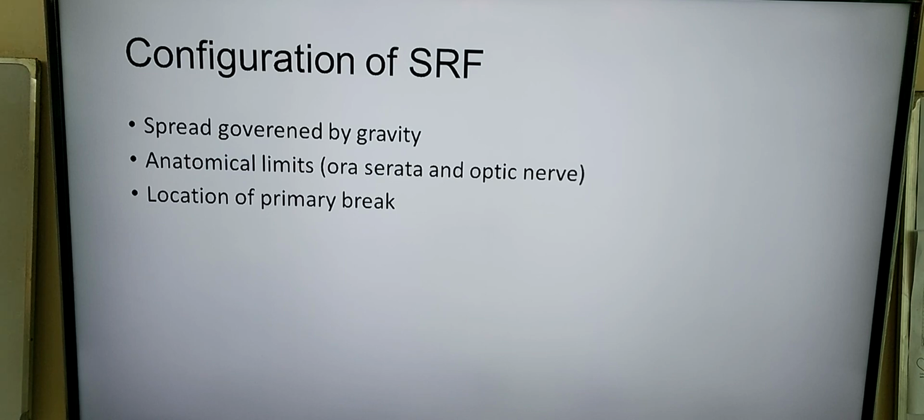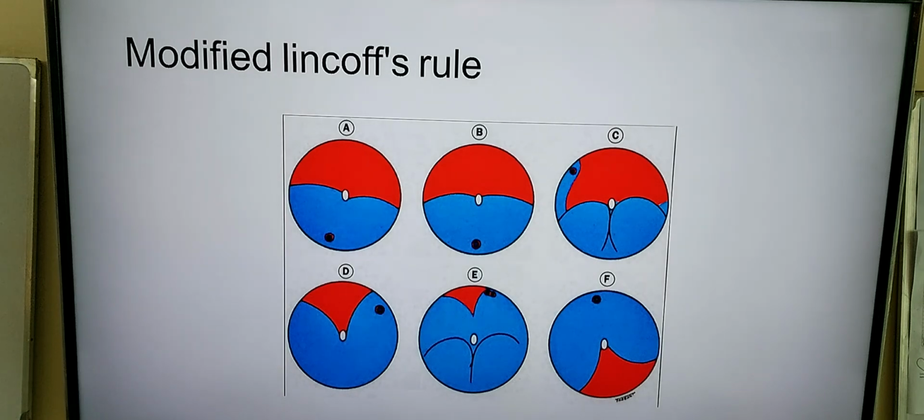Configuration of subretinal fluid. Its spread is governed by gravity, anatomical limits of ora serrata, optic nerve, and location of the primary break. Modified Lincoff's rule. Lincoff's rule tells about the location of the break by looking at the pattern of detachment.